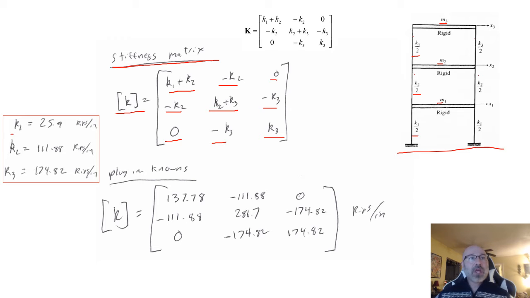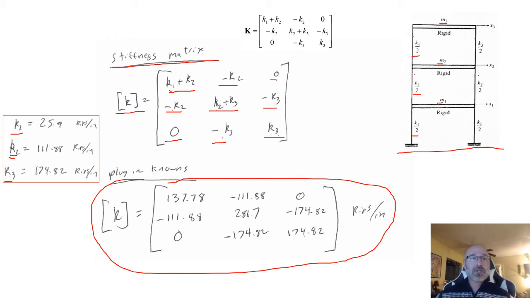We have values for K1, K2, and K3 given to us in our problem statement, so we can plug in K1's everywhere we see a K1, K2's everywhere we see a K2, and K3's everywhere we see a K3. When we plug in our known values, we end up with our stiffness matrix K with numeric values: 137.78, negative 111.88, 0, negative 111.88, 286.7, negative 174.82, 0, negative 174.82, and 174.82 in units of kips per inch.